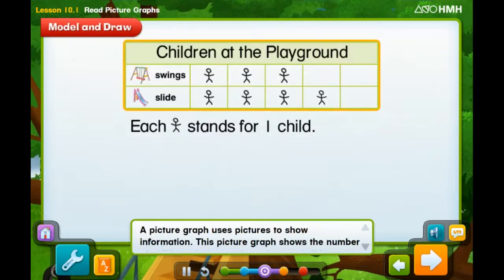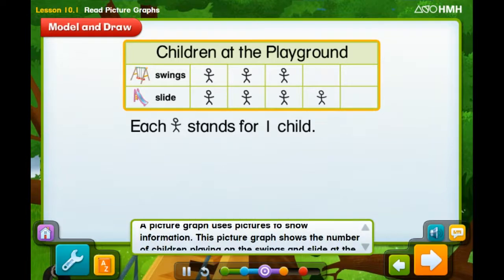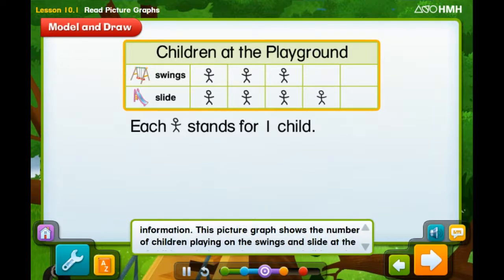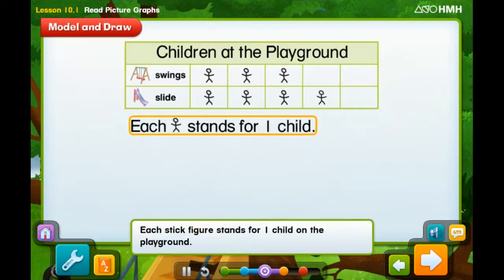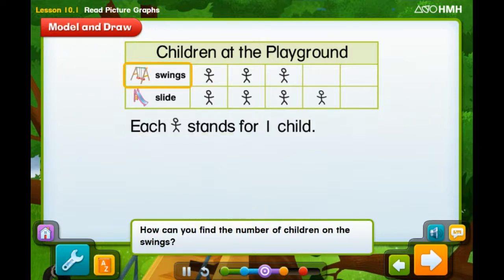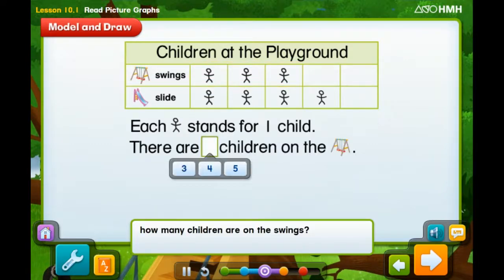A picture graph uses pictures to show information. This picture graph shows the number of children playing on the swings and slide at the playground. But what does each stick figure mean? Each stick figure stands for 1 child on the playground. How can you find the number of children on the swings? You can count the number of stick figures in that row. So how many children are on the swings?